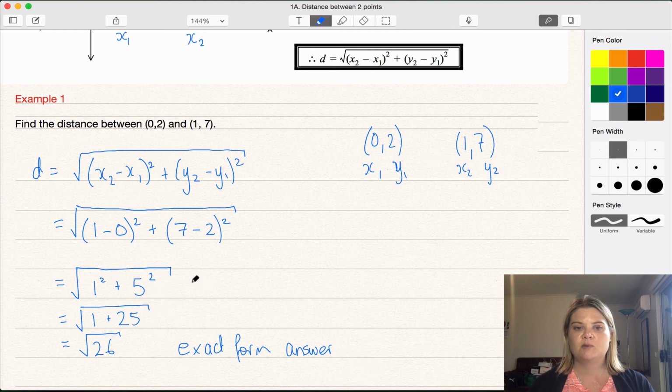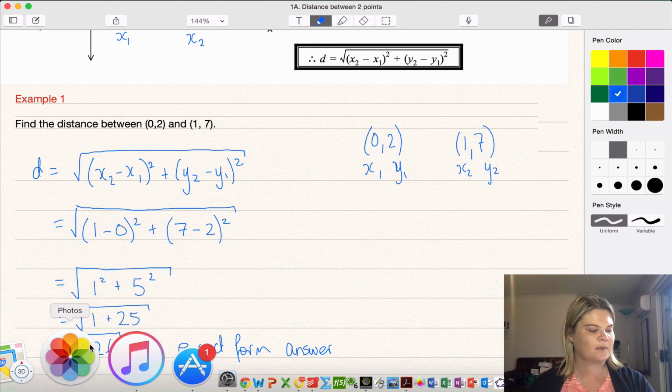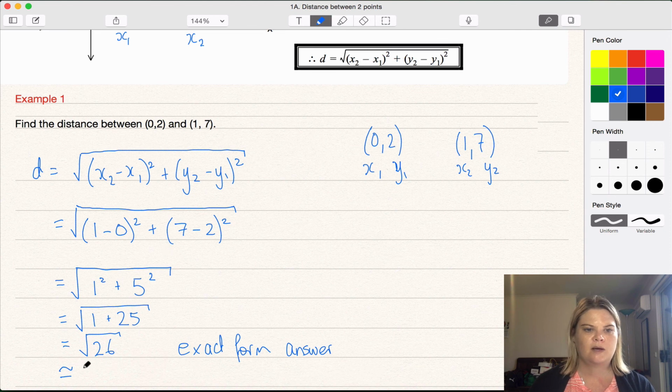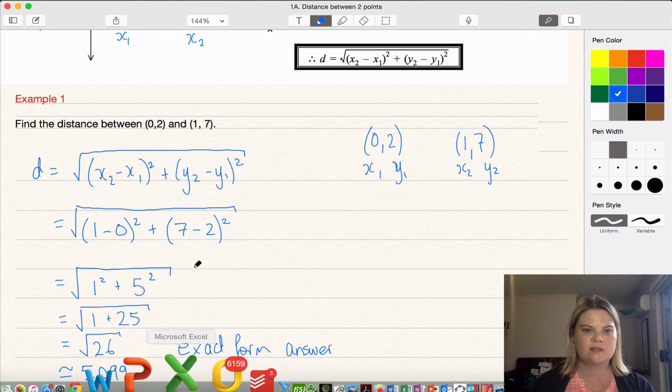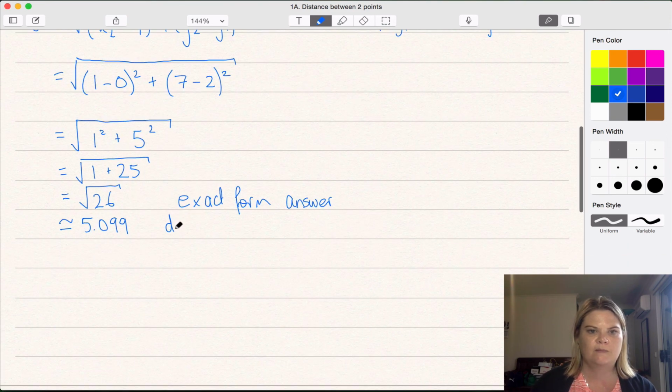If it's a real life problem, or you need it in a decimal approximation, you'll need to use your calculator. And when you do that, you will find that square root of 26 is 5.099 to 3 decimal places. And I'll just put on there, that is the decimal form answer.